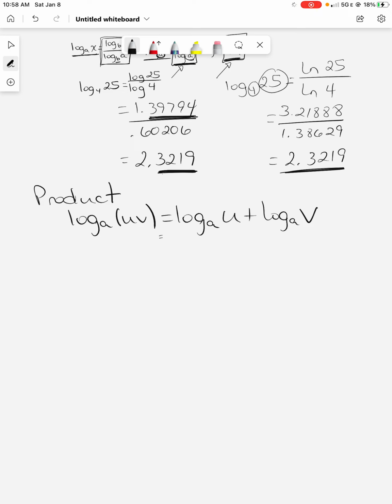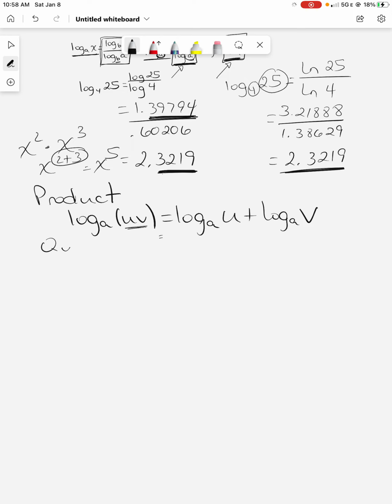This should make sense to you because when we do exponentials, right, if you have x squared times x cubed, when we simplify that, we actually add the exponents, 2 plus 3, to get x to the 5th. So this logarithm, which is the inverse of exponentials, is kind of doing the same thing, right? Multiplication really is just addition.